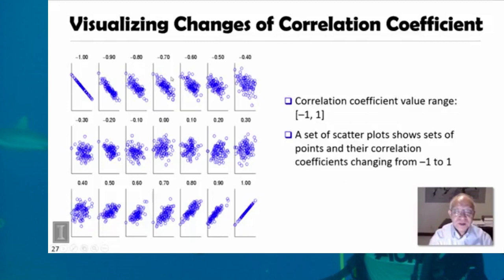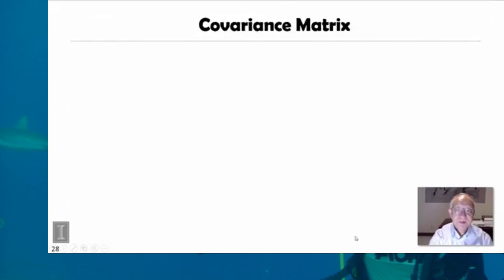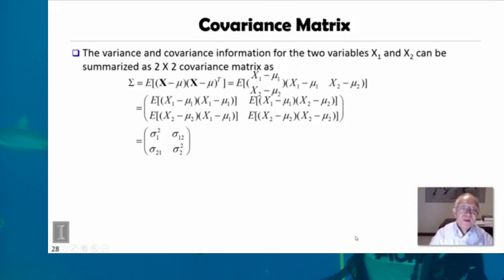Then if we draw this in a scatter plot, we'll see the set of points as their correlation coefficient changes from -1 to +1 in this shape. In many cases, for two variables, we may want to write their variance and correlation information into a 2x2 covariance matrix form. For example, variable 1's self-correlation is essentially its variance, which is this one. The covariance between 1 and 2 is defined here, between 2 and 1 is defined here, and then variable 2's variance.